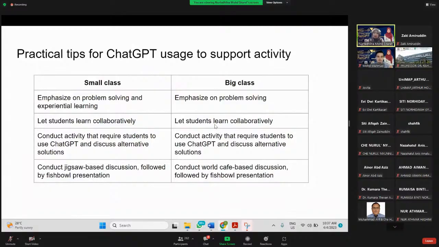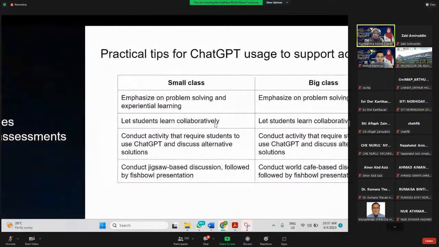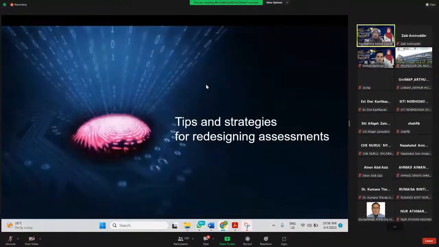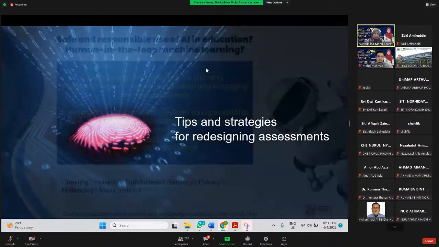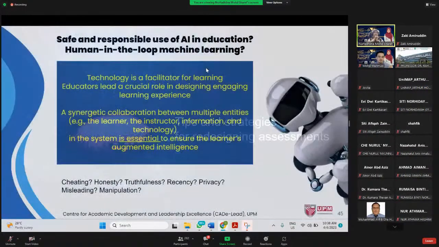So those are similar to here. So I'll skip this one. And now we are ready for redesigning assessments. Due to time, allow me to proceed. Okay. So now that we have looked at the activities, how ChatGPT can be useful to redesign activity.